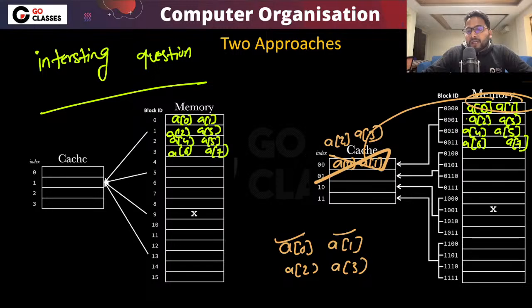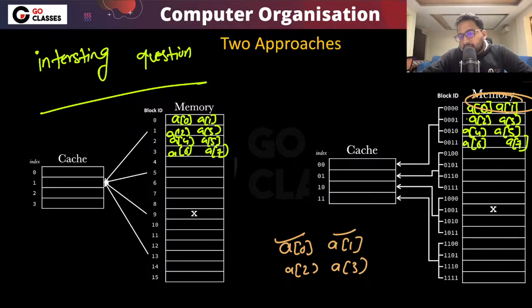So if you are mapping contiguous blocks to just one of the lines, then the problem here is that you have to basically replace again and again. a0, a1, and then at a2 you have to replace, at a4 you have to replace, at a6 you have to replace.